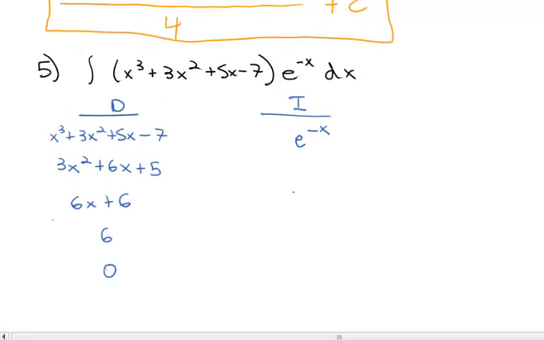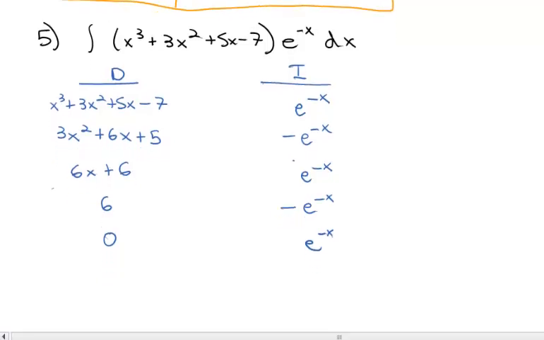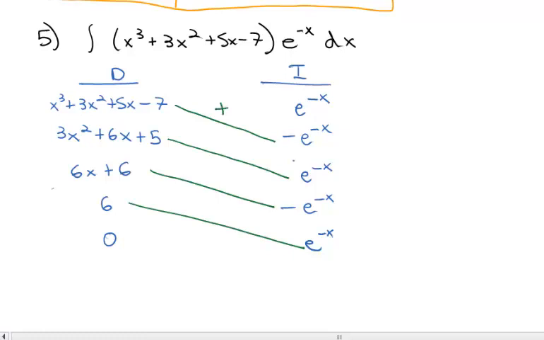Integrals, we've got e to the negative x divided by negative 1 makes it negative. Integral of that is e to the negative x divided by negative 1, which makes it positive. The integral of that is e to the negative x, which makes that negative. And the integral of that is e to the negative x divided by negative 1, which makes it positive. It's long, but now we just have to do our diagonals to find our integrals, starting with a plus, then a minus, then a plus, then a minus.